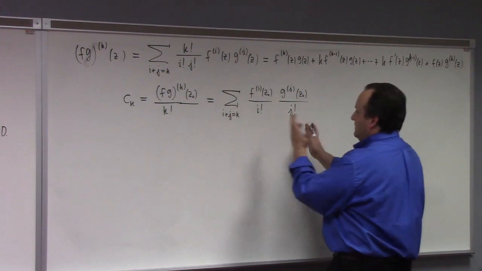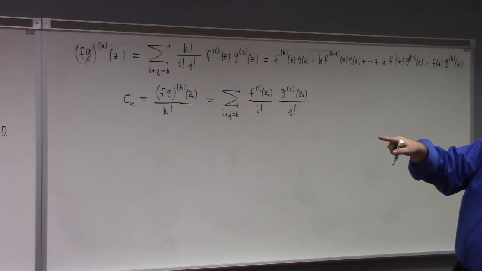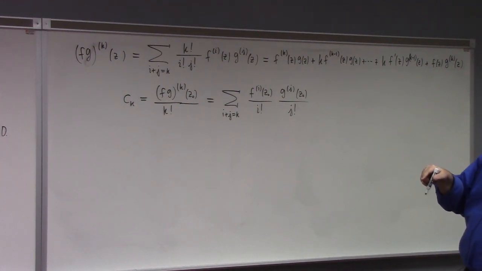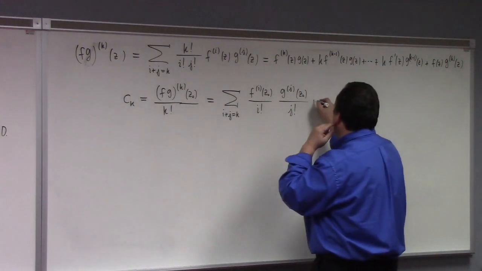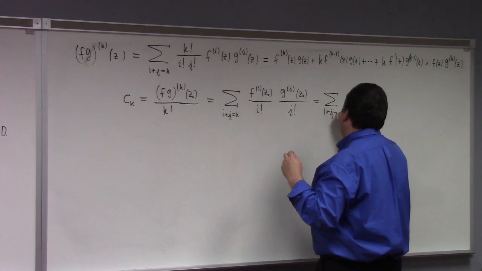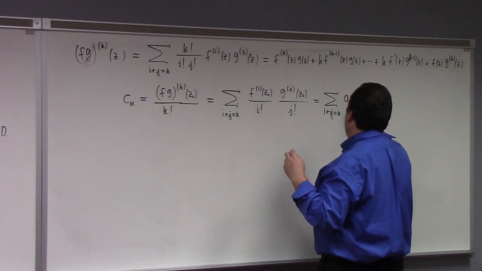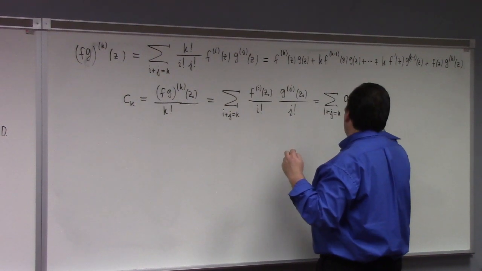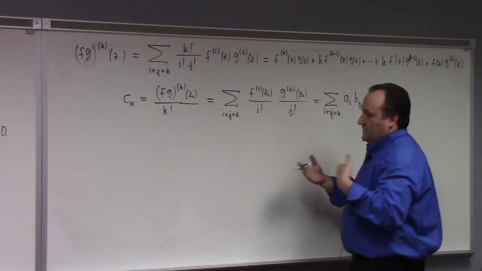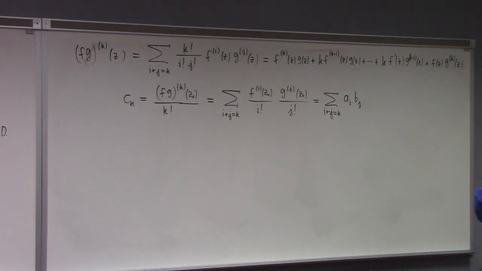But what are these? Well, that's exactly what I've denoted as, you know, a and b, the coefficients of the series. So this is nothing more than the sum i plus j equals k of a sub i, b sub j. This is the rule for the Cauchy product of two series. We just look at all possible ways to add up to get the same degree.